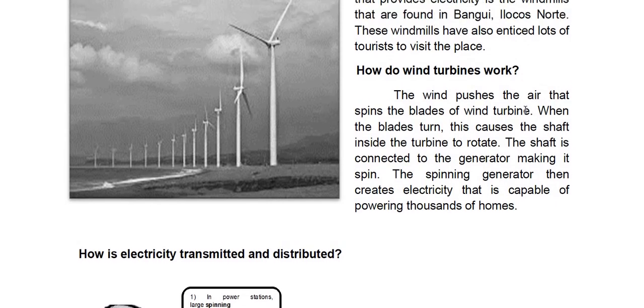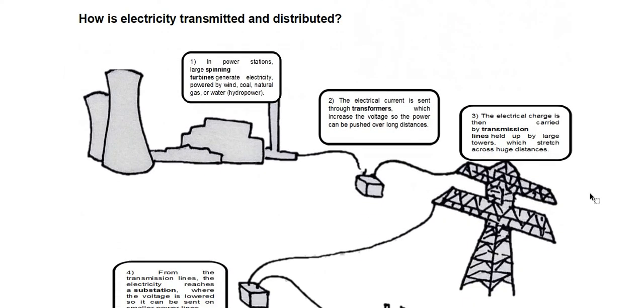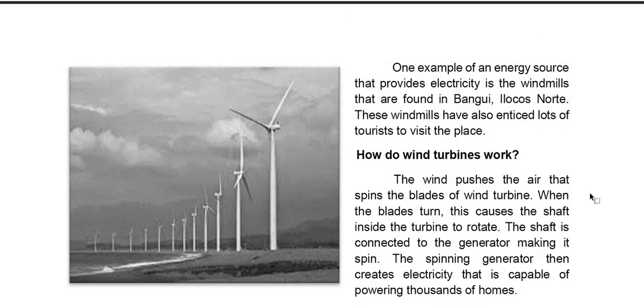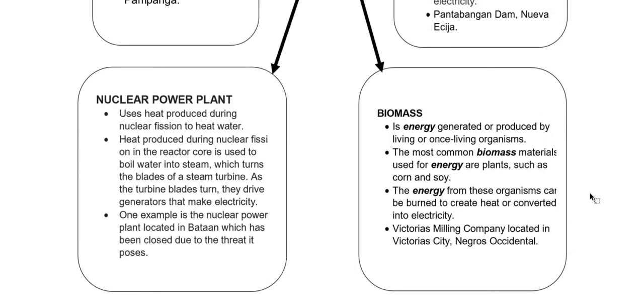And then, kapag nag-turn yung mga yon, the shaft inside the turbine rotates. The shaft is connected to the generator, which then creates electricity to power thousands of homes. That is how electricity is generated. Okay, ganyan siya napoproduce.